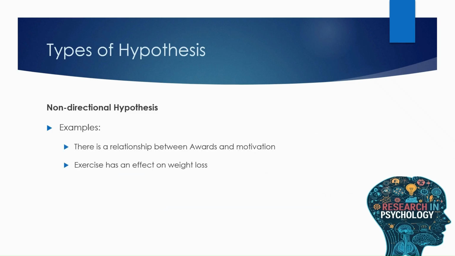Example. Now, this is exactly same as what? Alternative hypothesis. Okay, there is a relationship between awards and motivation, but we are not specifying any particular direction. Exercise has an effect on weight loss. Again, there is a significant relationship, but we are not providing what is the nature of that relationship. All right, so that is non-directional hypothesis.